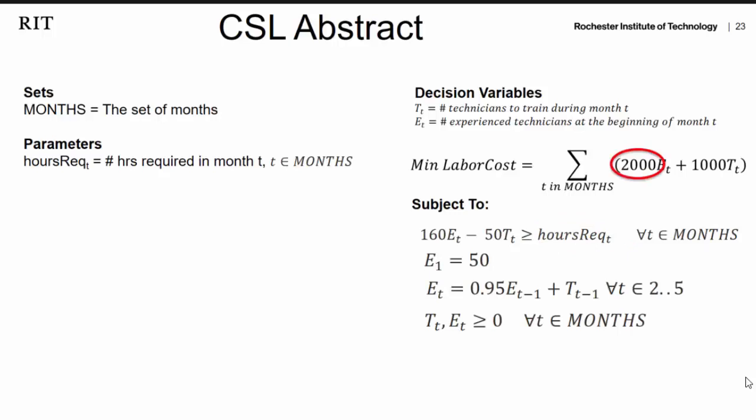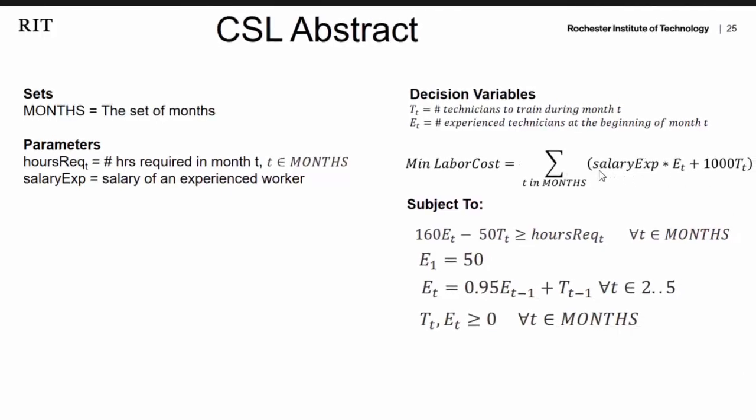But then we also want to be able to remove all these hard-coded values from our formulation so that we're free to put in any value we want. So for example, this 2,000 in front of our, that represents the cost of our experienced employees, we can extract that as a parameter. Maybe we'd call it salary EXP, and it could represent the salary of an experienced worker. Once we create that parameter, that salary EXP value is going to be used in place of 2,000. And we can see that being used here.